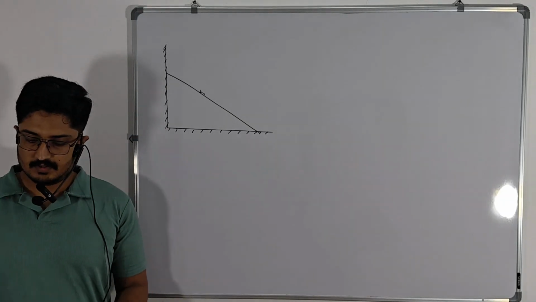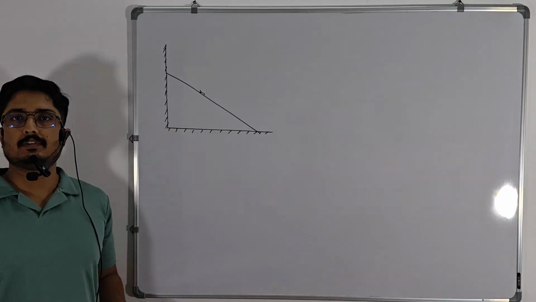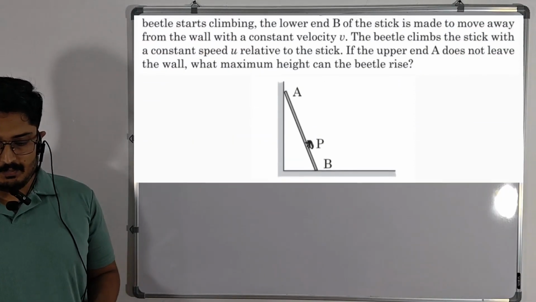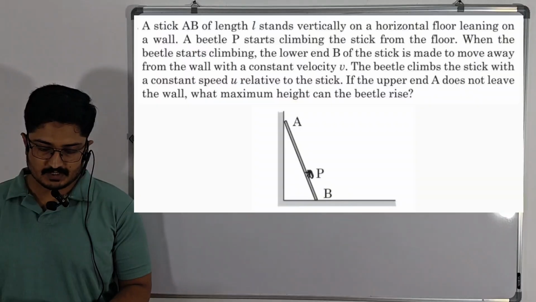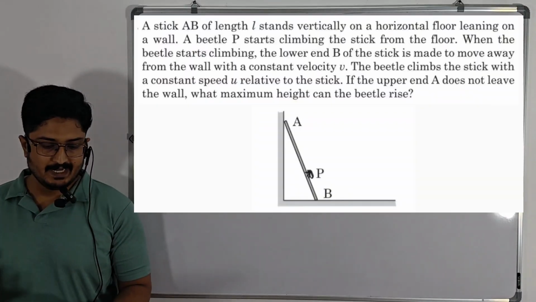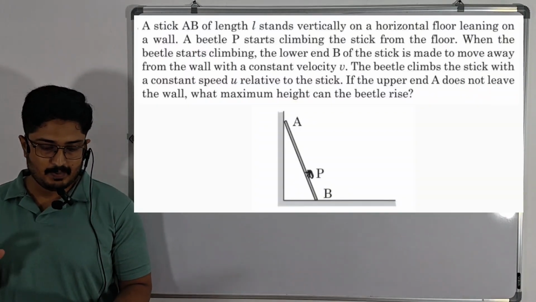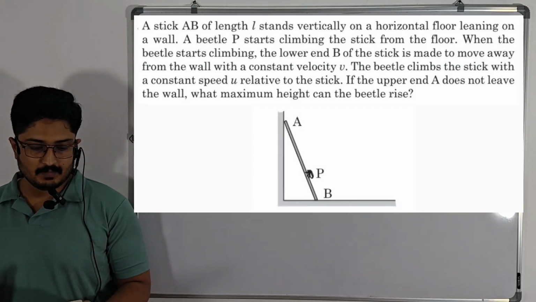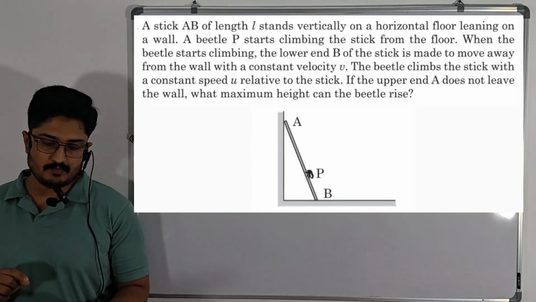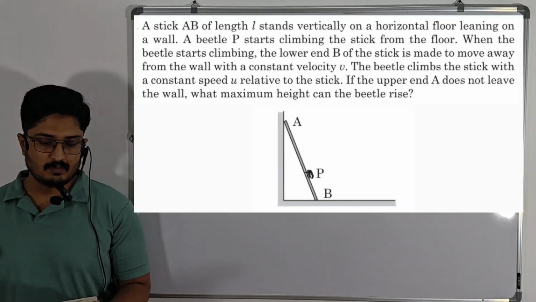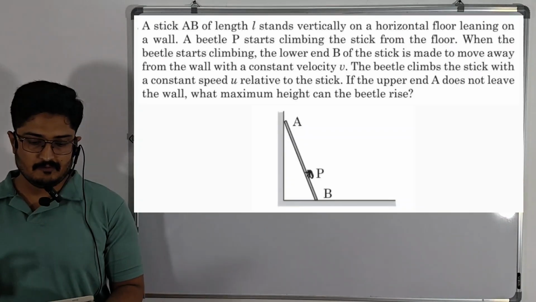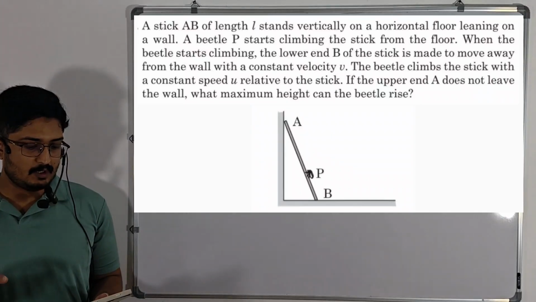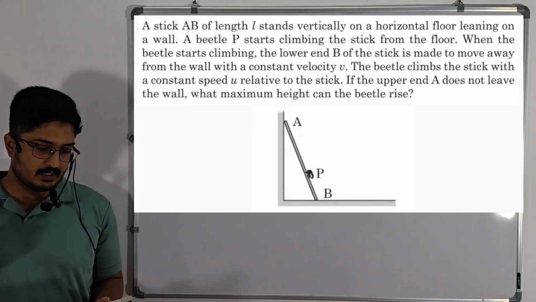Hello everyone. So today we're discussing a concept based on kinematics. Let us read the question first. A stick AB of length L stands vertically on a horizontal floor, leaning on a wall. A beetle P starts climbing the stick from the floor. When the beetle starts climbing, the lower end of the stick is made to move away from the wall with a constant velocity v. The beetle climbs the stick with a constant speed of u relative to the stick.